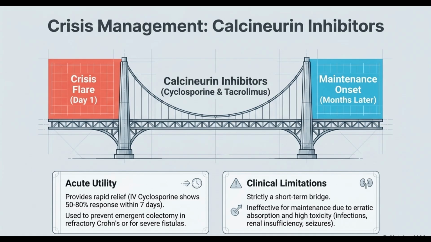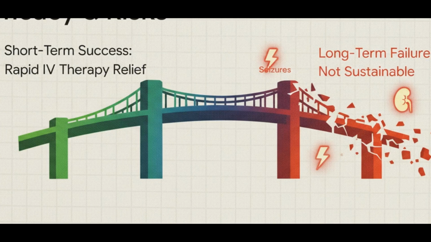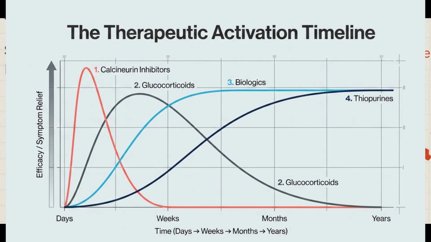The efficacy of IV cyclosporine in a true emergency is honestly astounding. Anywhere from 50 to 80% of severely ill patients show significant improvement in just 7 days, particularly those dealing with refractory Crohn's or severe fistulous complications. However, they are completely useless for long-term maintenance. Oral cyclosporine absorbs erratically, meaning patients frequently relapse if you try to just keep them on it. Plus, their long-term use is totally crippled by high toxicity risks. We're talking renal insufficiency, hypertension, and even seizures. So they are purely a short-term bridge to get the patient out of immediate danger until a long-term biologic or a surgery can take over.